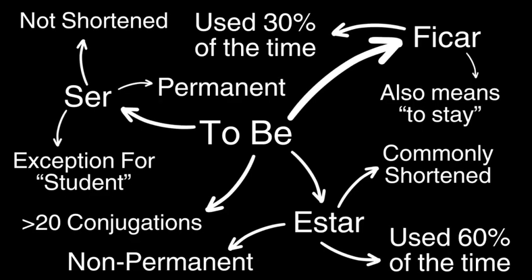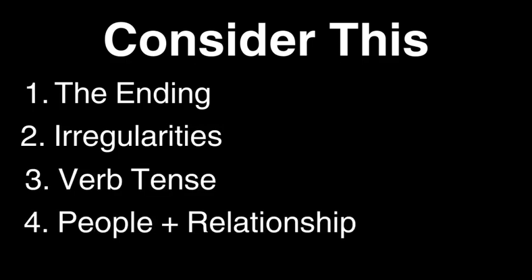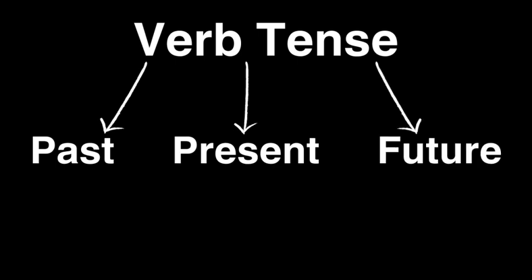When conjugating verbs in Portuguese, there are 4 things that you need to consider. The first is the ending, the second, irregularities, the third, verb tense, and fourth, the amount of people and the relationship with the people who are performing the action. Verb tense is very simple. Things can either happen in the past, the present, or the future.